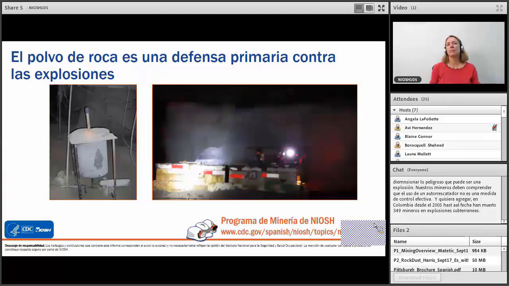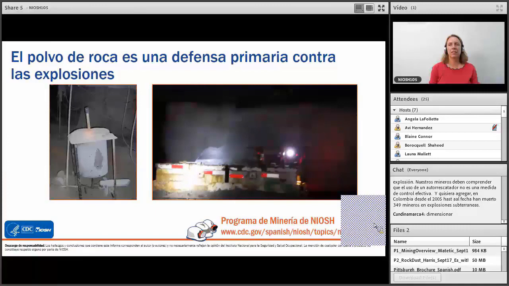Cundinamarca 4 writes: My question about the speed, pressure, and temperatures is due to the fact that it is important to keep these values in mind in order to have the dimension of the danger of an explosion.